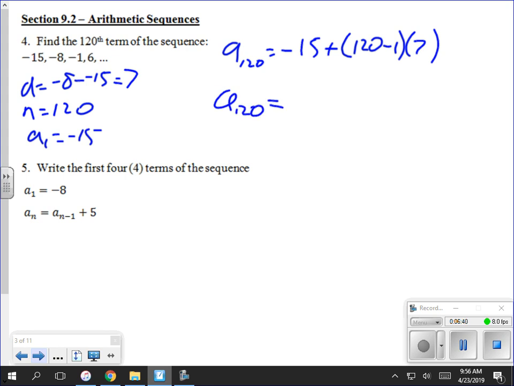And let your calculator do the heavy lifting. And you get 818. Yes, on this test, let your calculator do the heavy lifting.